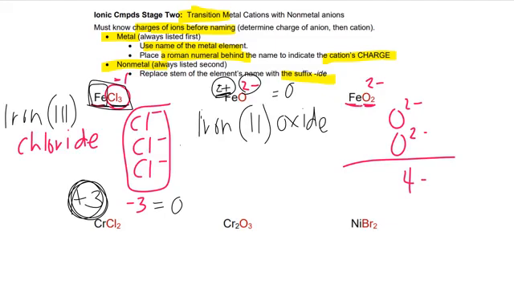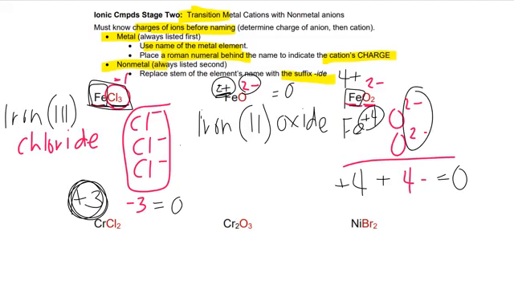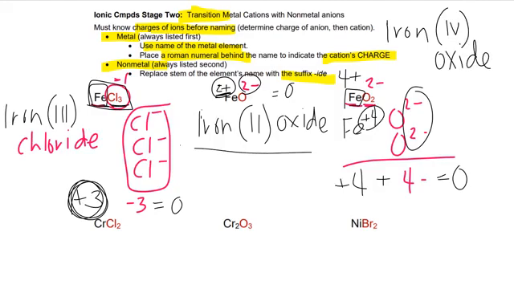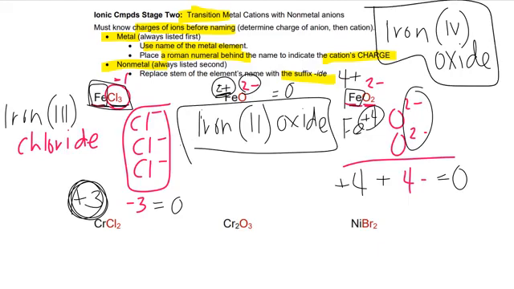I have 1 Fe. So if I have 1 Fe and I need a neutral compound, this must be 4 plus. Because 4 plus, plus 4 minus is equal to 0. So this would be Fe plus 4 and minus 4 is 0. So I would call this iron, and then Roman numeral for 4 is IV, and then oxide. So here I do have iron 2 oxide, and over here I have iron 4 oxide. Okay, let's keep going.